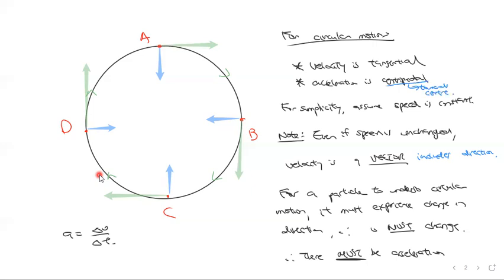Now, because it's centripetal, we normally give it a subscript C. So this is the centripetal acceleration. And this is your velocity. So we've established that the velocity is always tangential. The acceleration is always centripetal, which means towards the center. So it will point towards some center O.